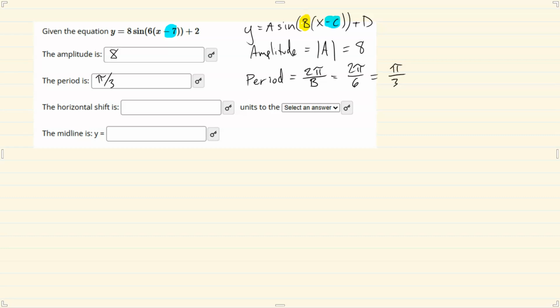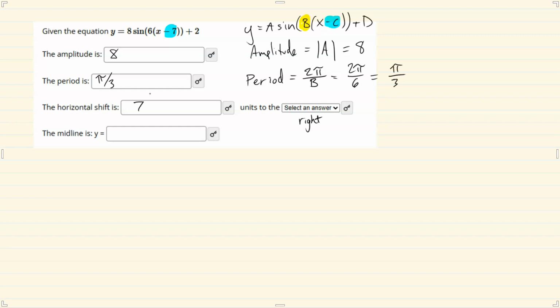So the shift is 7 units to the, and then the drop down option would be right. Okay? So you have to think about the opposite sign.